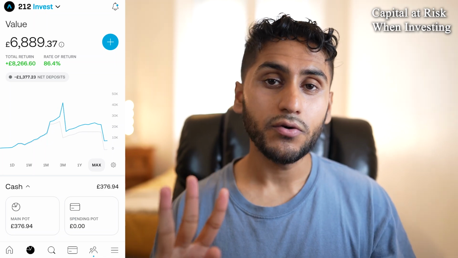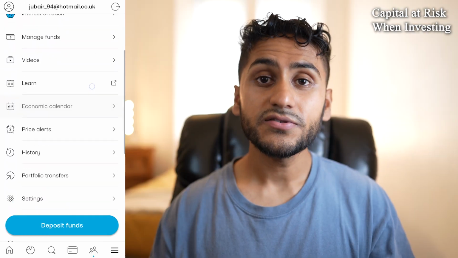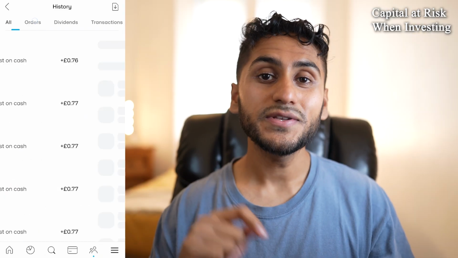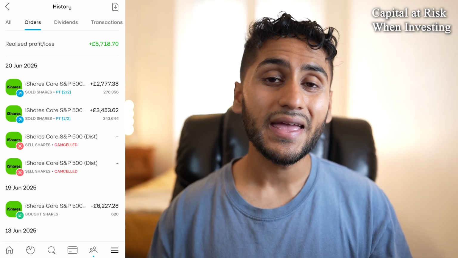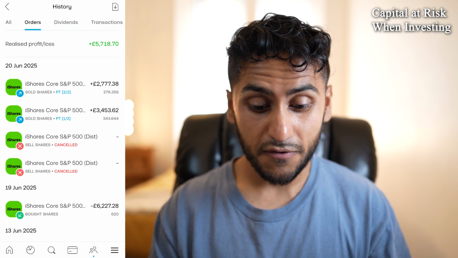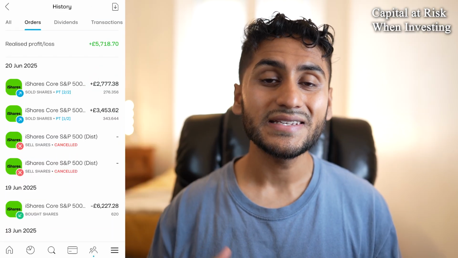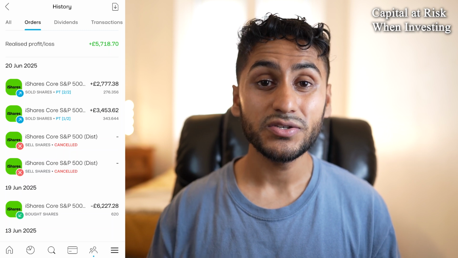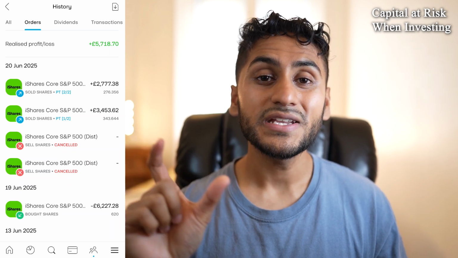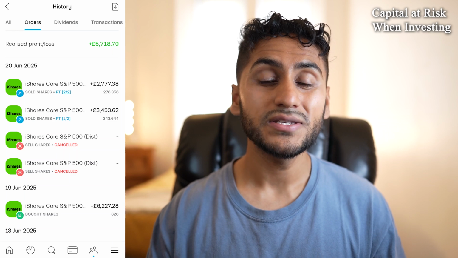If I click the three horizontal line menu over here and then scroll down to where it says history and then go into orders, you can see that in my account, I have realized a profit of £5,718. The way I like to see it is that any profits that I make in my Trading 212 Invest account help me reach that much closer to maxing out my stocks and shares ISA.